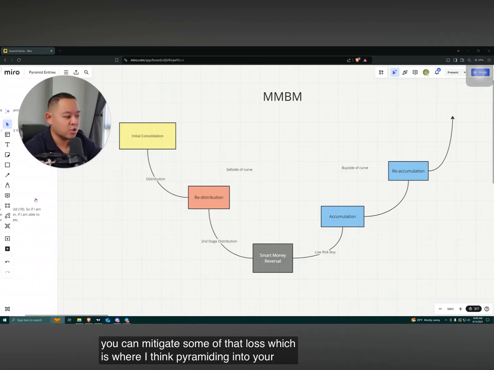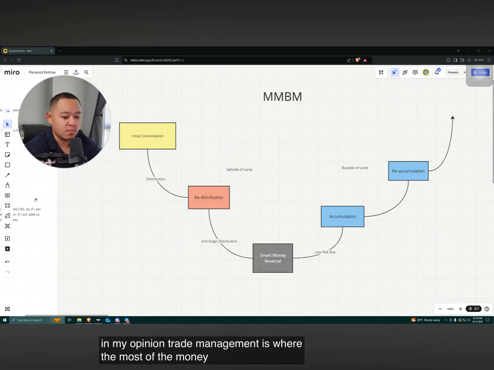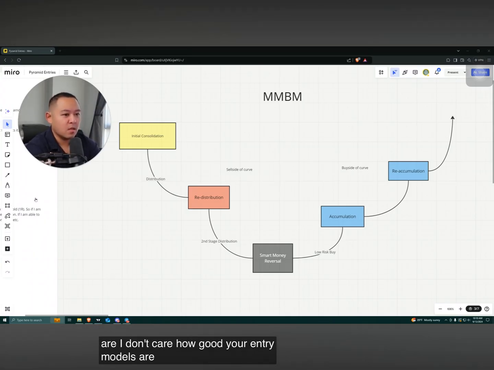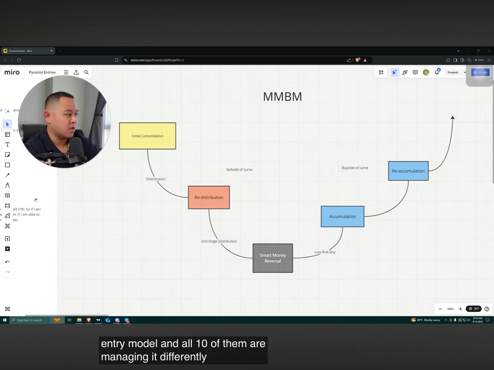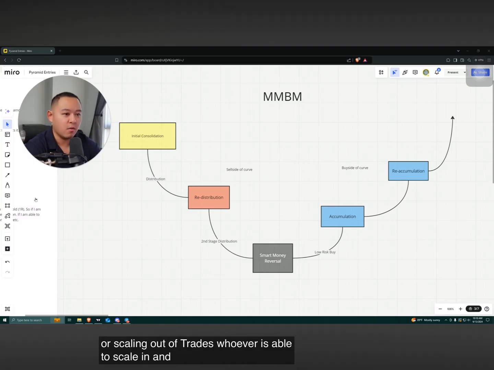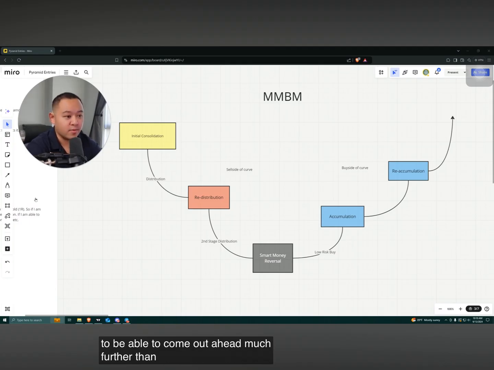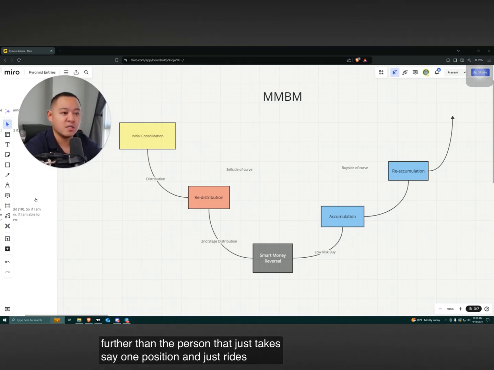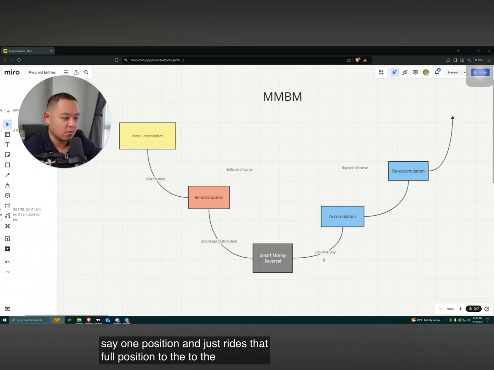Which is where I think pyramiding into your trades and trade management in general, in my opinion, trade management is where the most of the money is made when it comes to trading. I don't care who you are. I don't care how good your entry models are. If I give 10 traders the same entry model and all 10 of them are managing it differently, whoever can manage that trade the best is going to come out ahead every single time. So if I say that there's no limits on scaling in or scaling out of trades, whoever's able to scale in and out effectively is going to be able to come out ahead much further than the person that just takes, say, one position and just rides that full position to the final terminus point.